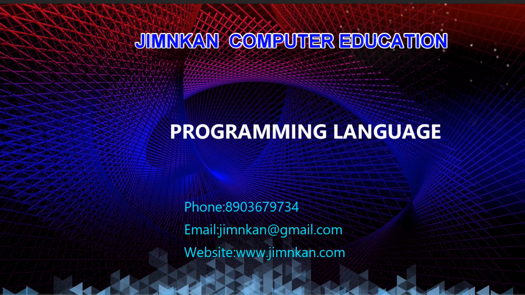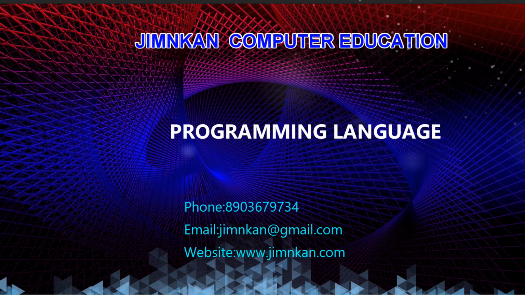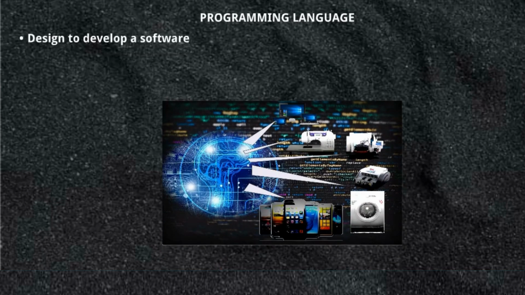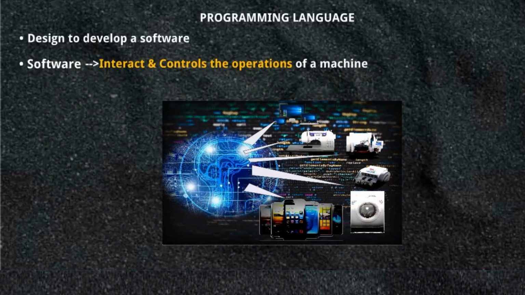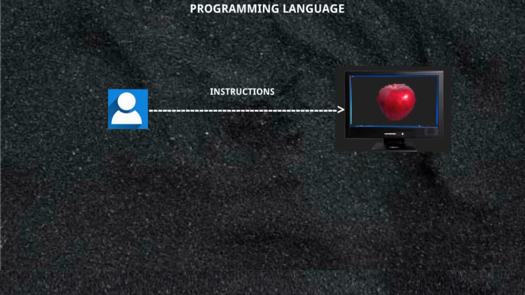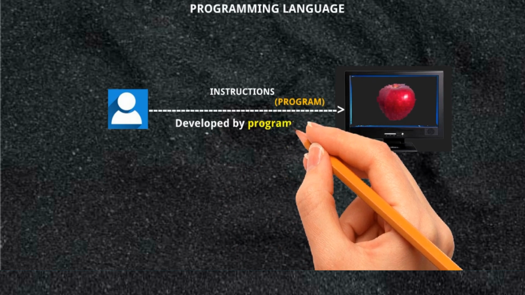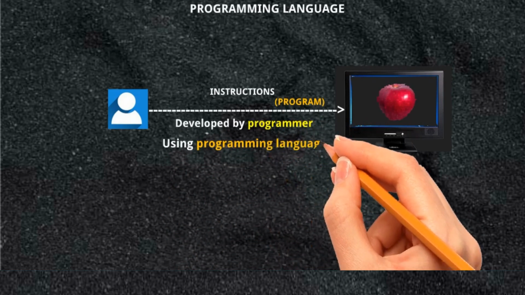Today, we are going to learn about programming language. What is a programming language? A programming language is designed to develop a software, and this software interacts with and controls the operations of a machine. A user can interact with the machine by a set of instructions. This set of instructions is called a program. This program is developed by a programmer using a programming language.